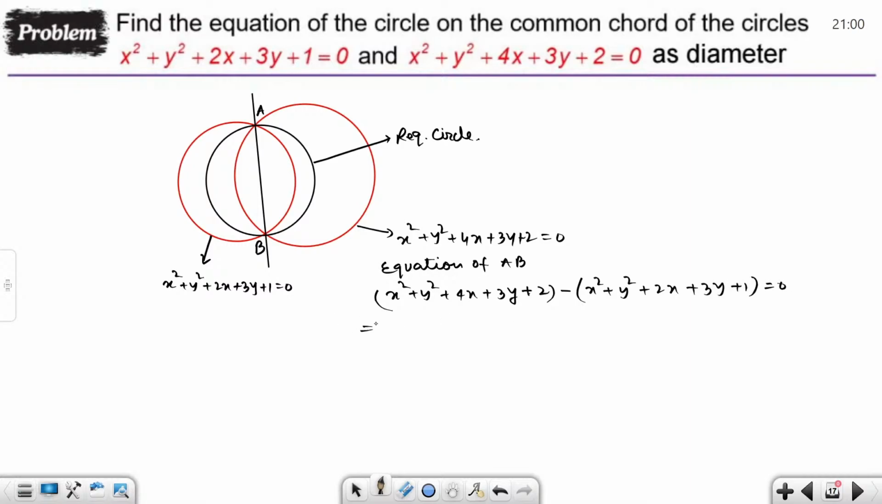Right? So we are getting 2x plus 2 minus 1, that is plus 1 equals 0, right? So this is the equation of the radical axis. In this case, it is our common chord. Now we have to find out the equation of this required circle, which is not only passing through A and B, but also AB is the diameter of that circle.